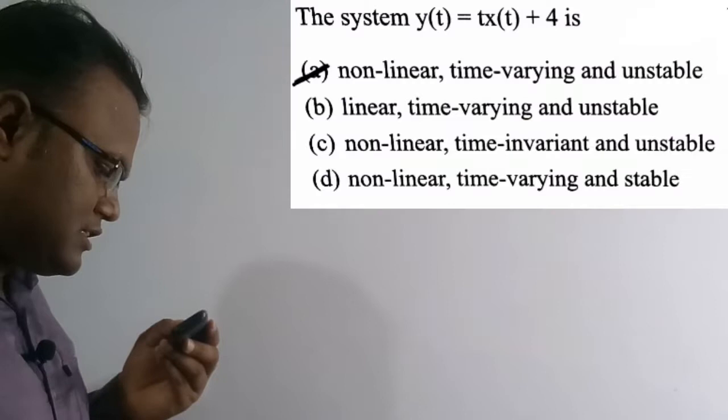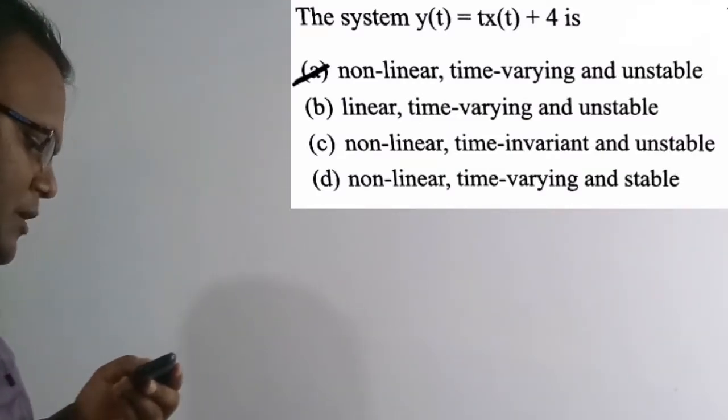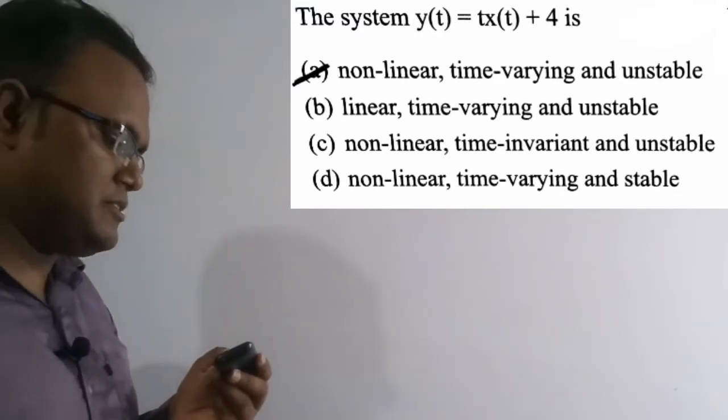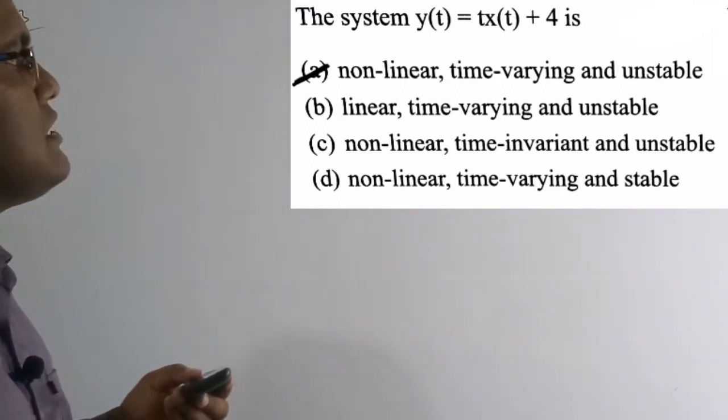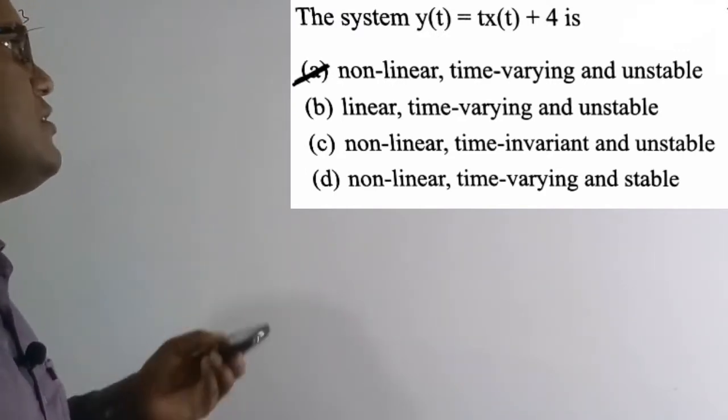So now we are going to solve the 13th question. See the question here. The system y of t is equal to t into x of t plus 4 is. So there are four options. Option A, the system is a nonlinear system, and also this is a time varying system, and also it is an unstable system. So let's solve this numerical.